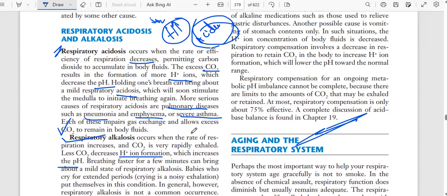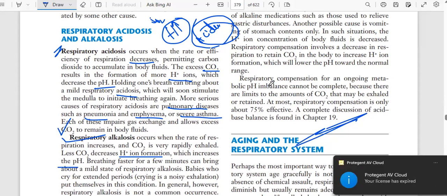Okay, respiratory alkalosis, here is one example. When a baby cries, what will happen? He will excrete more carbon dioxide; carbon dioxide will be released rapidly. So what will happen? Hydrogen ions decrease. You have to maintain the hydrogen ions, not eliminate all the hydrogen ions. You have to maintain the hydrogen ions.